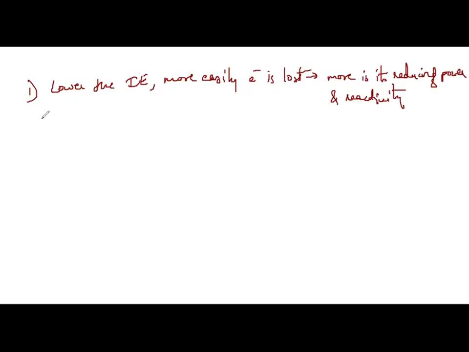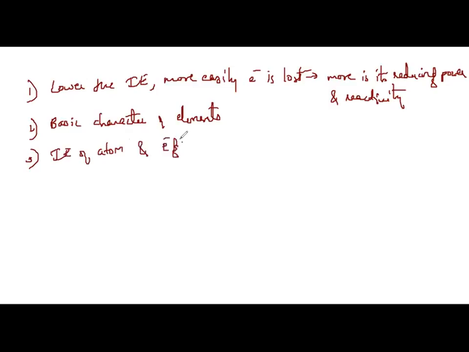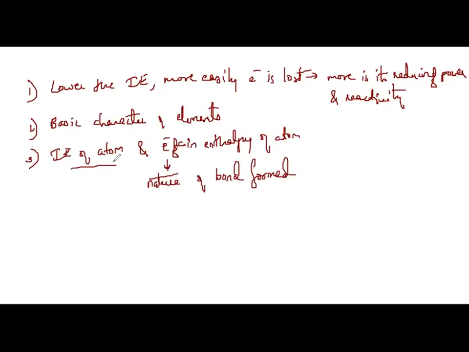It also gives us a rough idea about the basic character of elements. Third point, if you consider the ionization energy of an atom, and there is one more trend, electron gain enthalpy. If you verify both of them for different atoms, then you can explain the nature of the bond formed between the two atoms, if you know the ionization energy of one atom and the electron gain enthalpy of the other.